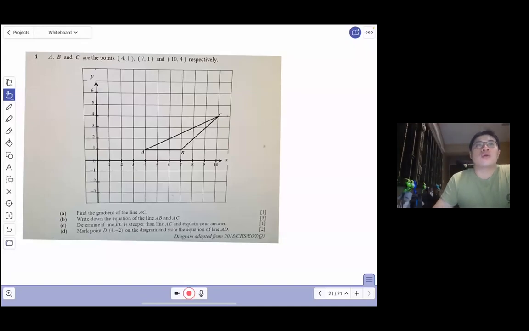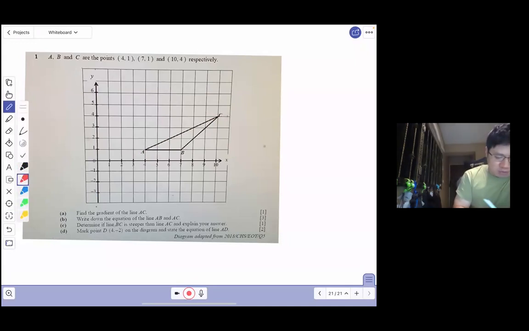So for this question, we are required to find the gradient of the line AC. Our line AC is over here, from point A to point C. If you look at point A, it has the coordinate (4, 1), and point C has the coordinate (10, 4).